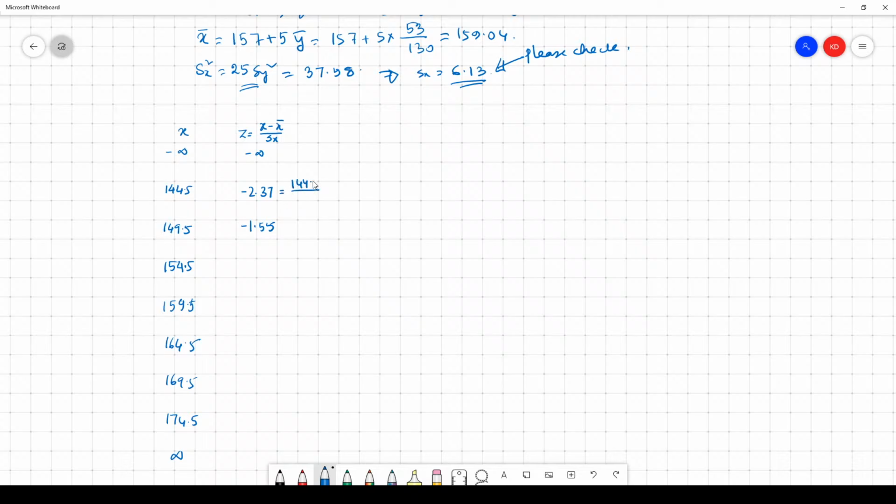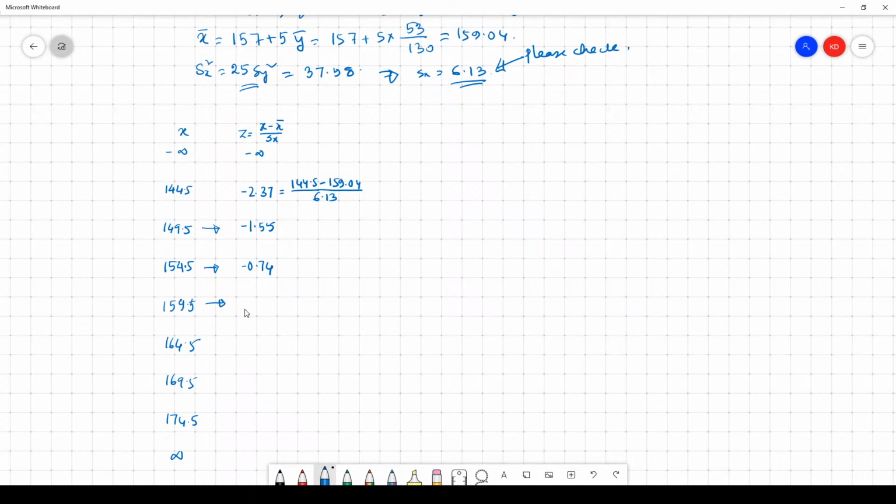This is equal to 144.5 minus the mean, which is 159.04. X bar is 159.04, and Sx is 6.13. This gives minus 2.37. Similarly, the z score corresponding to 149.5 is minus 1.55. Similarly, the z score corresponding to 154.5 is minus 0.74.